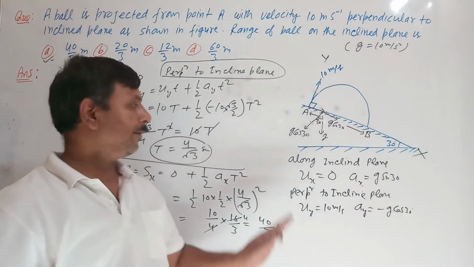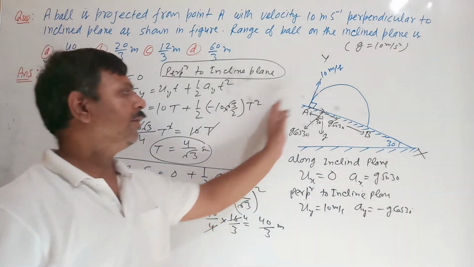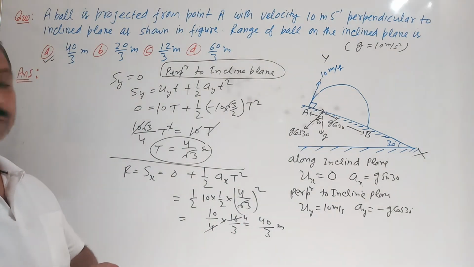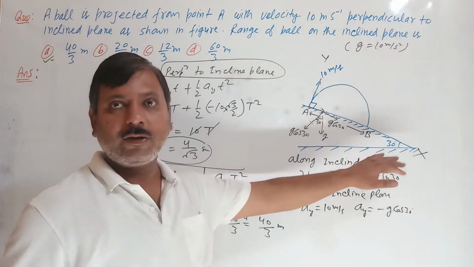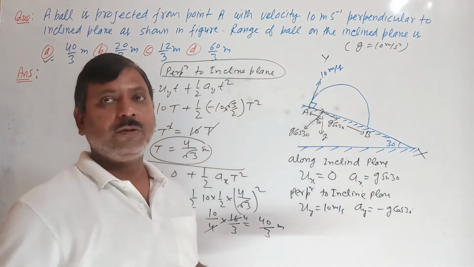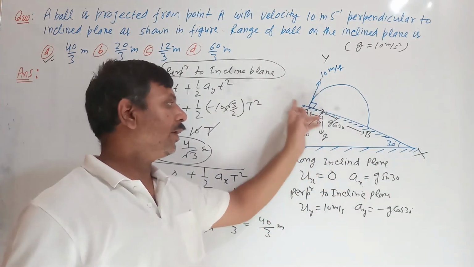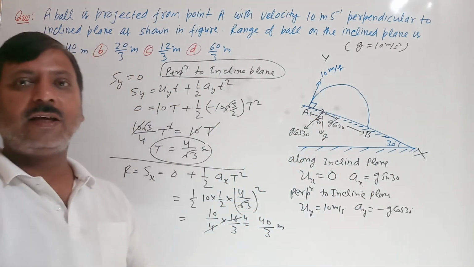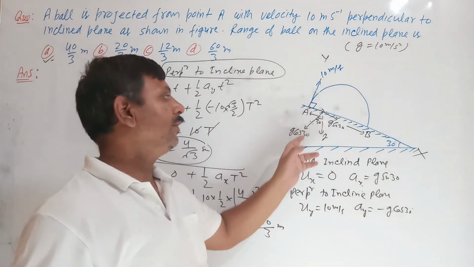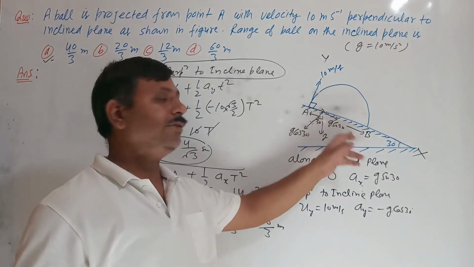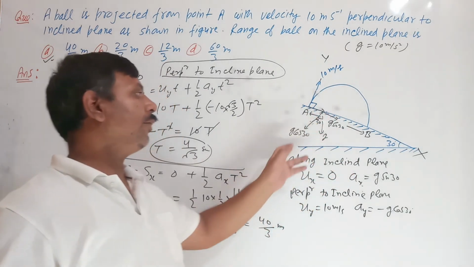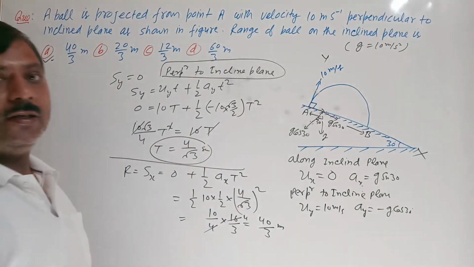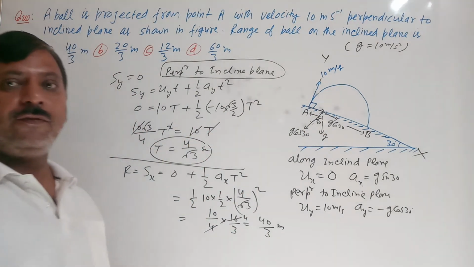The main theory, without formula, we can proceed. This will also come. So here we are taking two types of motion: one along the incline and one perpendicular to the incline. Along the incline, initial velocity is 0 and G is always acting downwards, vertically down. It has two components: along the incline, G sin 30, and perpendicular to the incline, G cos 30. We have applied this. We can find the range and also the time of flight.